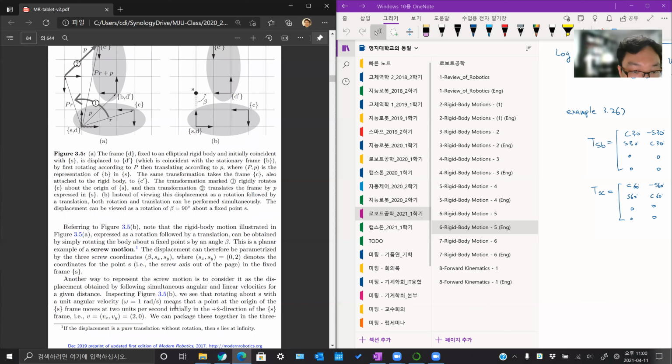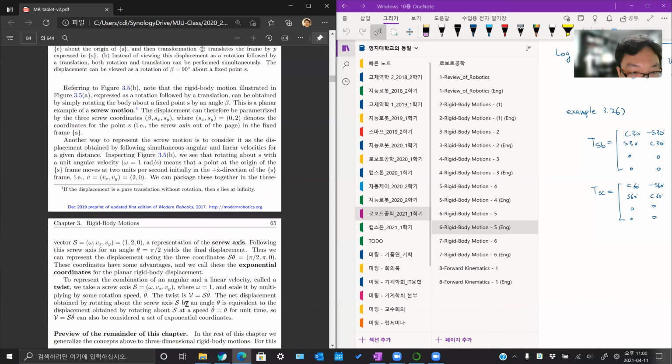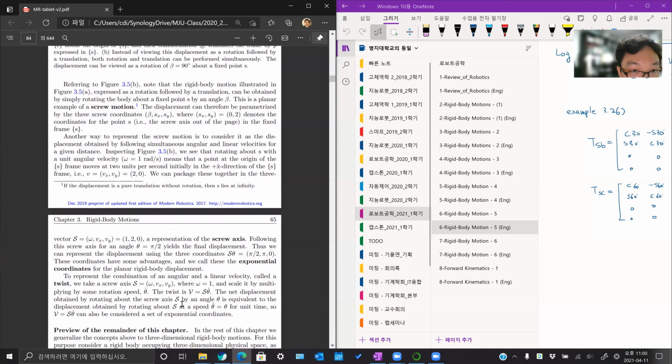And also, about these contents is about the concept of twist. Actually, this one was the position of screw coordinate. But in case of twist, we use angular velocity and linear velocity.